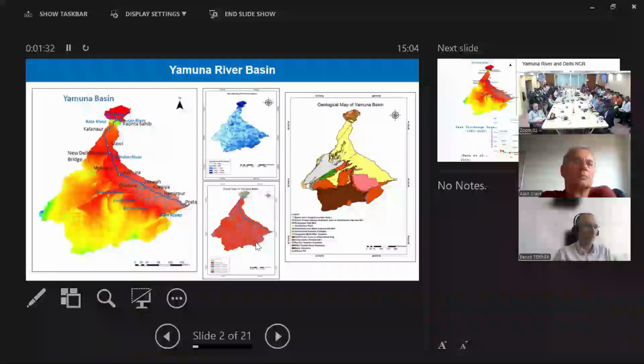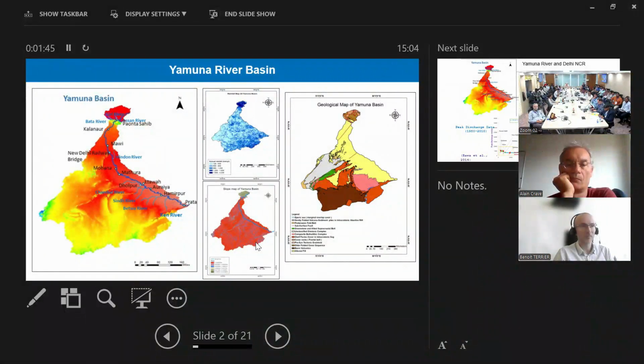It flows around 1,370 kilometers, and the basin area is around 3.5 × 10^5 square kilometers. So it's a really large river system. It also receives a significant amount of discharge. It is considered a Himalayan river, which receives the major discharges there.